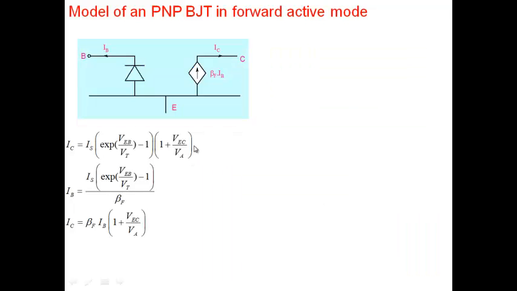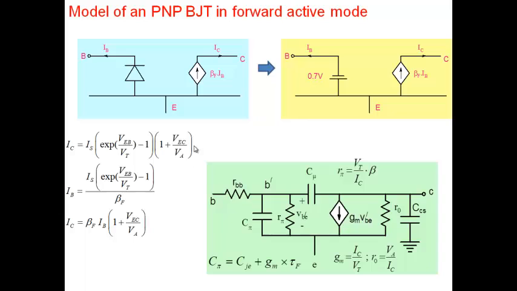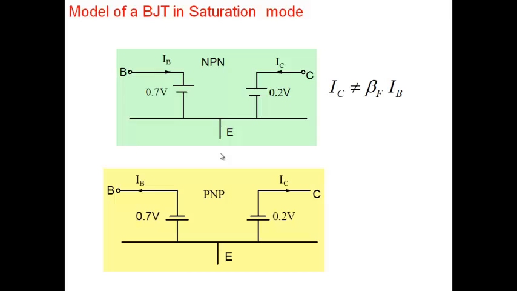Same thing happens for PNP. One thing I want to emphasize is for PNP, the small signal model is exactly the same as an NPN. Exactly the same. The directions of the current sources, everything is the same. Except in the DC model, of course, the direction of the diode and the currents and all that change. But the small signal model is exactly the same. In saturation region, we've already seen transistor can be approximated by a constant voltage between collector and emitter.